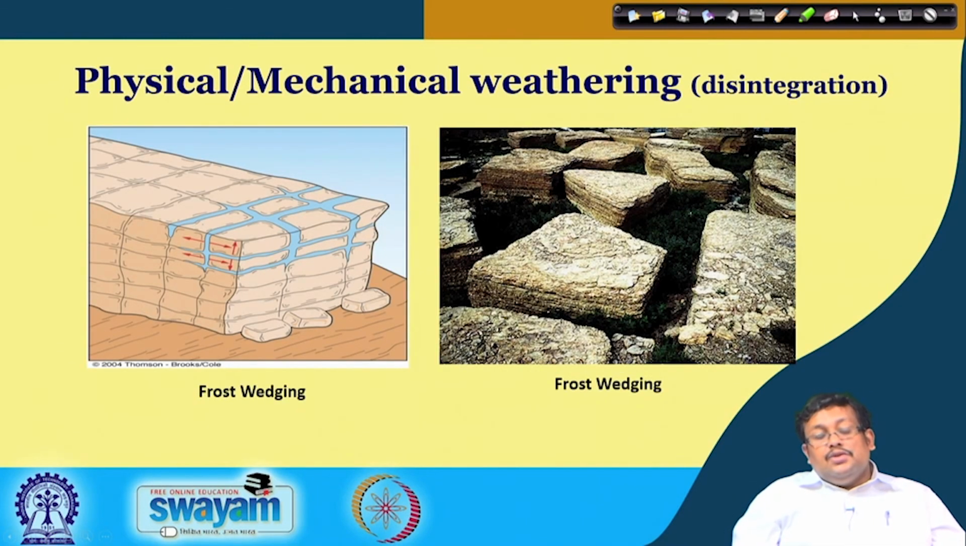Now, these two pictures show the examples of frost wedging. As I have already told you, water moves into the cracks, and due to the lower temperature it freezes, and when it freezes it converts into ice, and this ice enlarges in volume and obviously exerts a tremendous pressure, and as a result there is further breakdown of rocks. So, we call it frost wedging.